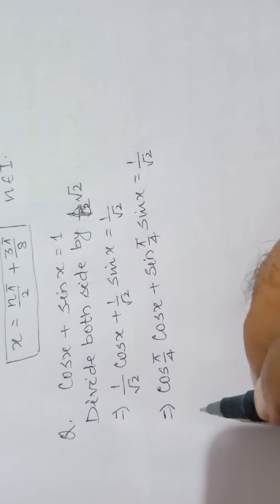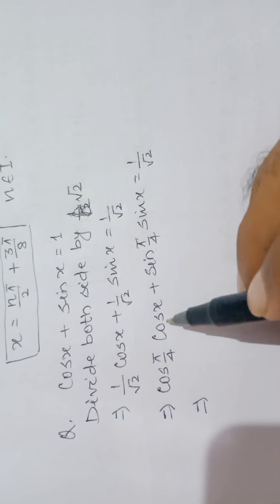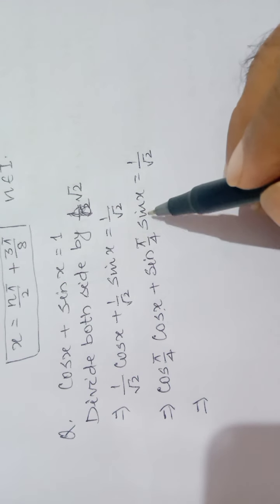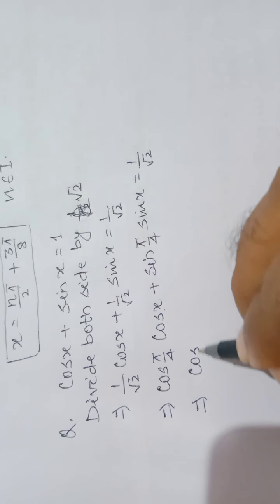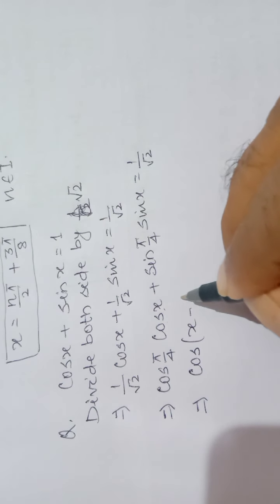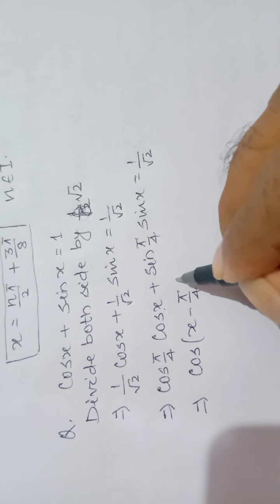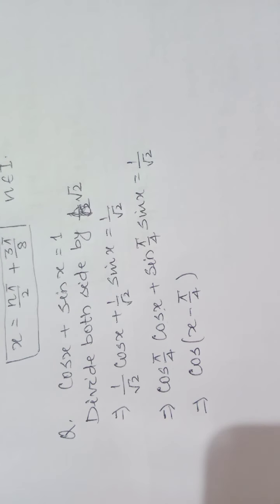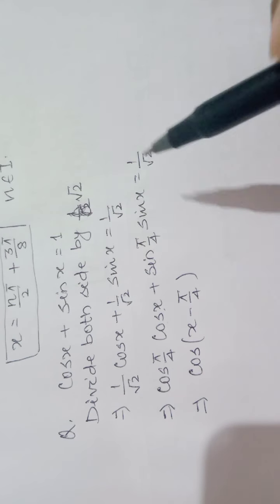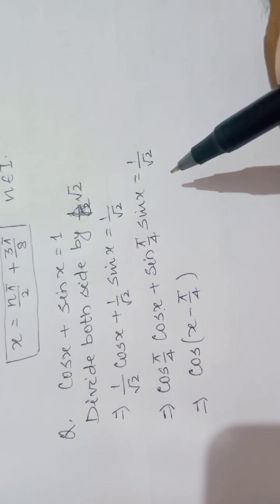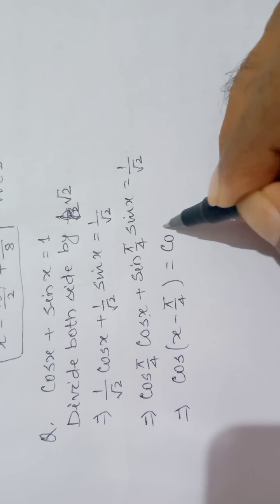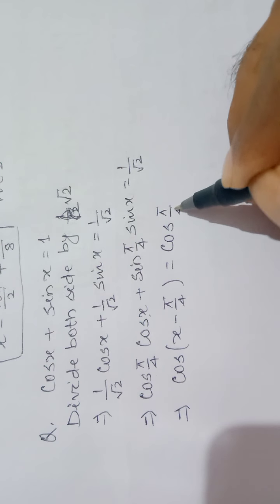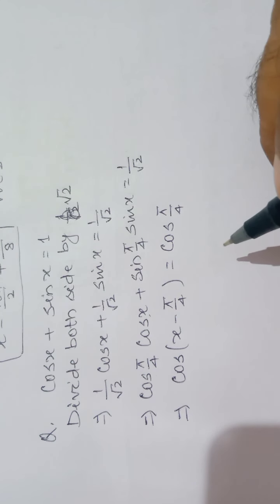So now apply the formula cos A into cos B plus sin A into sin B. It means it should be cos of A minus B, that is x minus pi by 4. Now convert this 1 by root 2 on the right side in terms of cos. Then 1 by root 2 should be written as cos pi by 4. This is our equation. Now write the general solution.